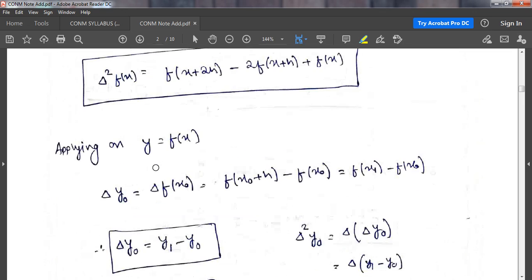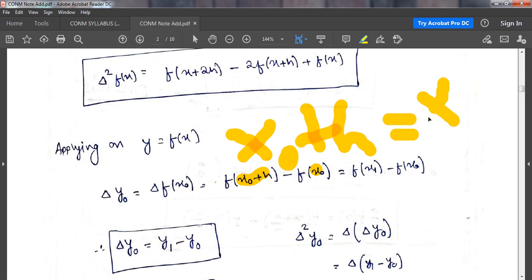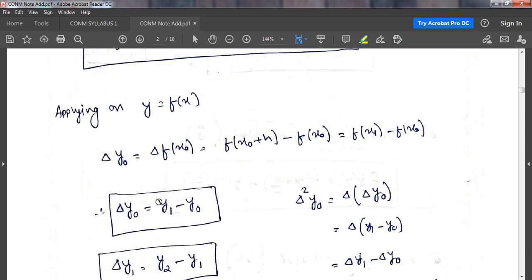So how to write it in terms of y? If y is f of x, and I apply del, what happens is del y naught. What is y naught? It is the initial value. So it becomes del f of x naught, which is basically f of x naught plus h minus f of x naught. And what is x naught plus h? It is the next value of x naught, which is basically your x1. And what is f of x1? This is y1. Del of y naught is y1 minus y naught.